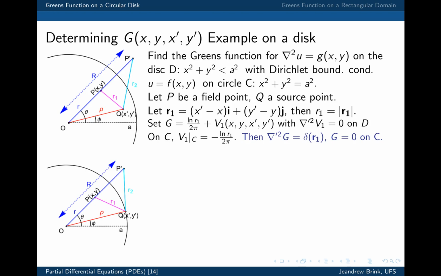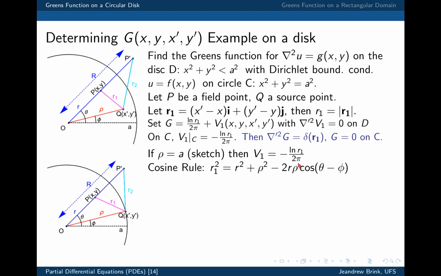Okay, so this picture is exactly the same as that other picture, except that now we only have the source point here on the boundary. It's just a different way to illustrate the geometry. The only thing this illustrates is that now rho is equal to A. So here's our boundary, Q is on the boundary. That is the situation in which we want to specify that V1 is equal to the ln of R1 over 2 pi.